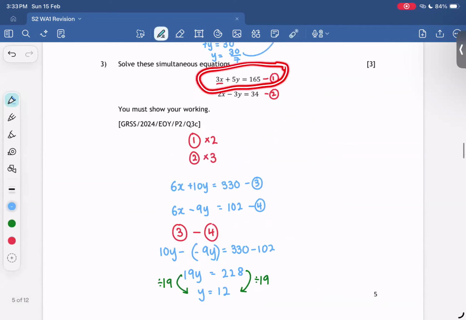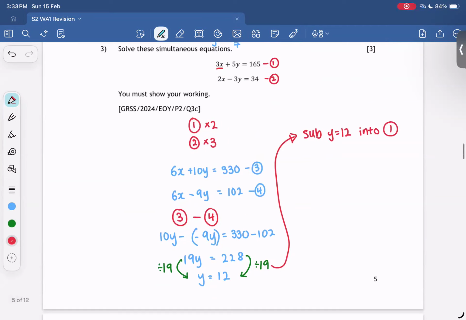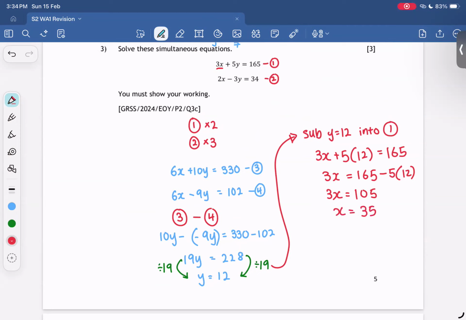So I will substitute y equals 12. Let me just write that down here. I will sub y equals 12 into equation number 1. So 3x here. I'll write down 3x plus 5 times 12 equals 165. So 3x equals 165 minus 5 times 12. That is 105, and 105 divided by 3 equals 35.